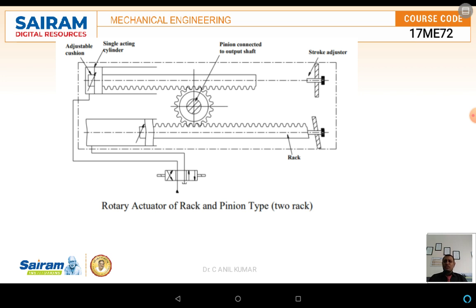Even in this, as in the previous case, there are two openings, but here the two openings are on the same side. If the torque required to be transmitted from the pinion to the shaft is high, in that case these types of rack and pinion arrangements are used.